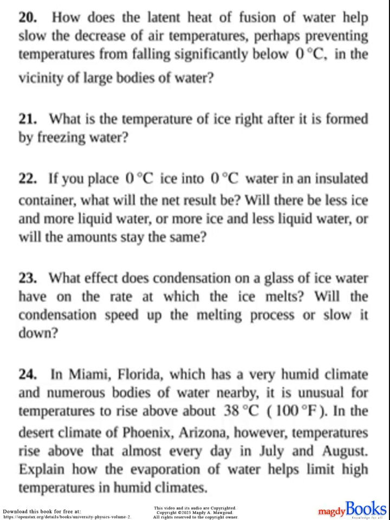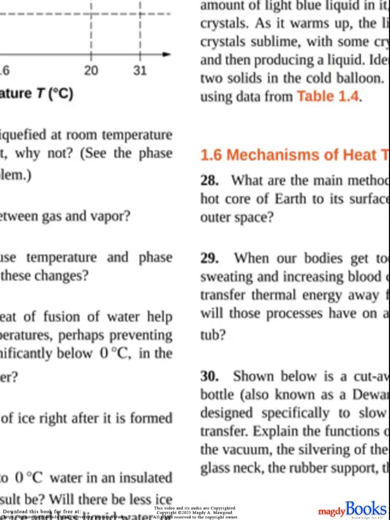23. What effect does condensation on a glass of ice water have on the rate at which the ice melts? Will the condensation speed up the melting process or slow it down? 24. In Miami, Florida, which has a very humid climate and numerous bodies of water nearby, it is unusual for temperatures to rise above about 38 degrees Celsius, 100 degrees Fahrenheit. In the desert climate of Phoenix, Arizona, however, temperatures rise above that almost every day in July and August. Explain how the evaporation of water helps limit high temperatures in humid climates.